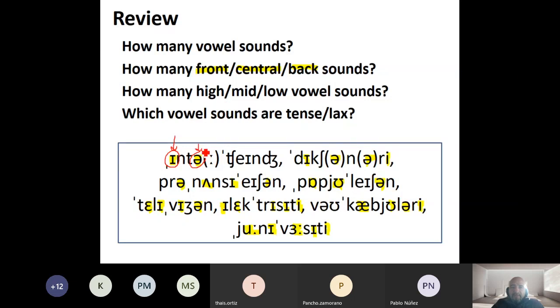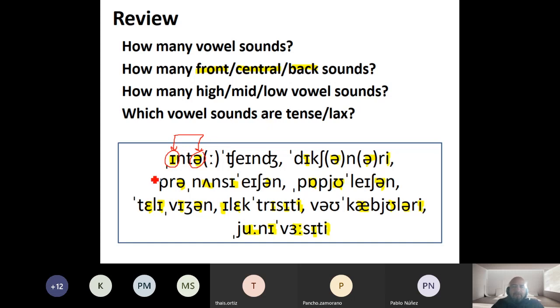Okay, and in this word interchange, which monophthongs are tense or lax? What do you think? Lax, both of them. Perfect. Both of them are lax. Exactly.